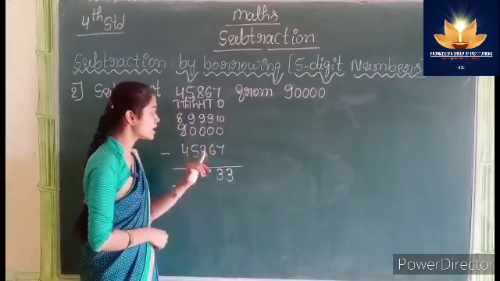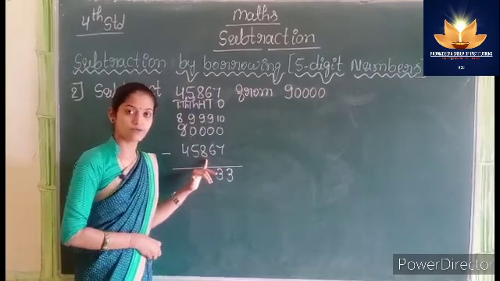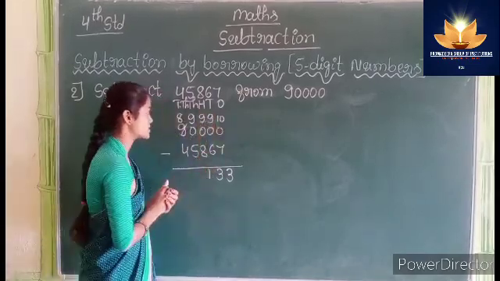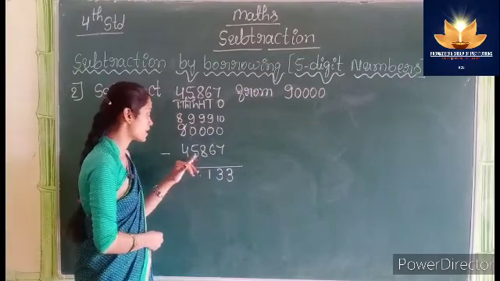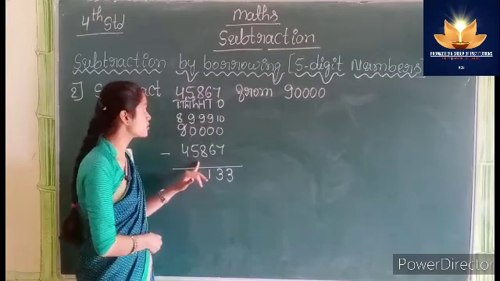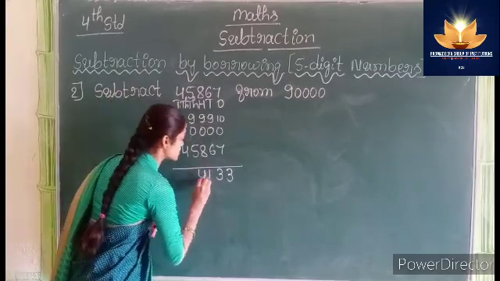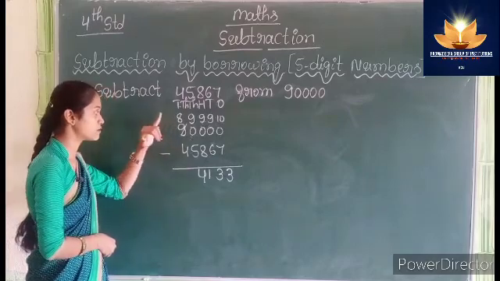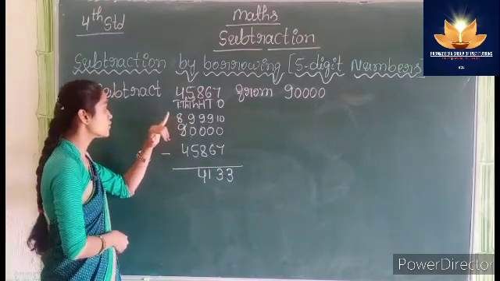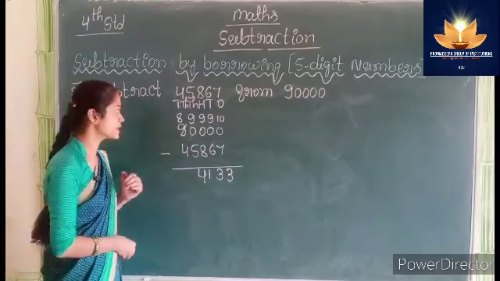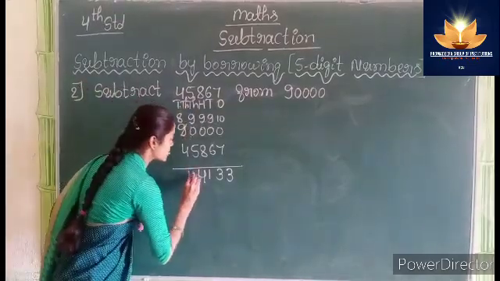Then 9 minus 8, that is 1, and that 1 should be written in hundreds place. Then thousands place subtraction. 9 minus 5, that is 4, and that 4 should be written in this thousands place. Then 10,000s place subtraction. Here we have left 8 10,000s. So 8 minus 4, that is 4. 4 should be written in this 10,000s place.